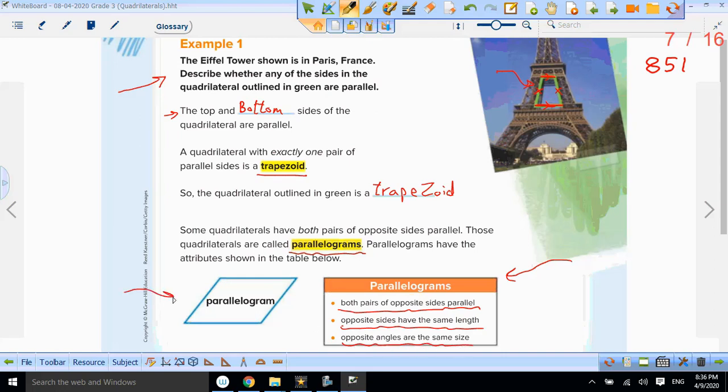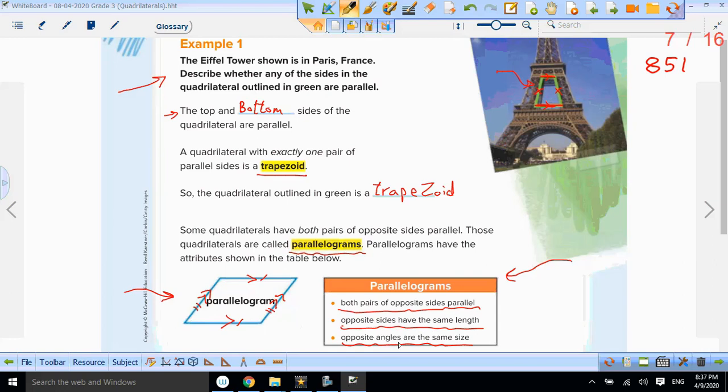If you look at the parallelogram, you will find that both pairs of opposite sides are parallel. These two sides are parallel. And the other two sides are also parallel. So, both pairs of opposite sides are parallel. Also, opposite sides have the same length. This side has the same length as this one, and this side has the same length as this one. So, opposite sides have the same length.